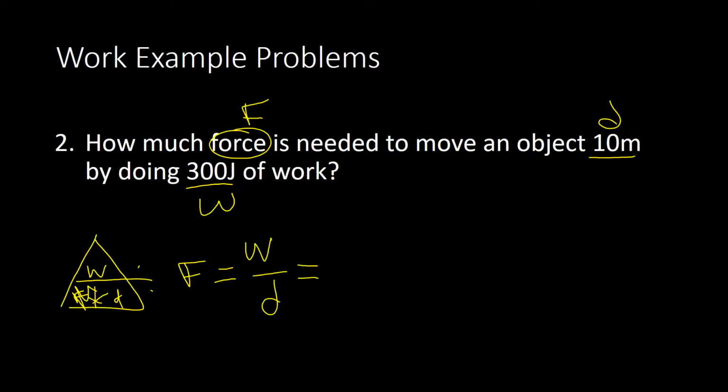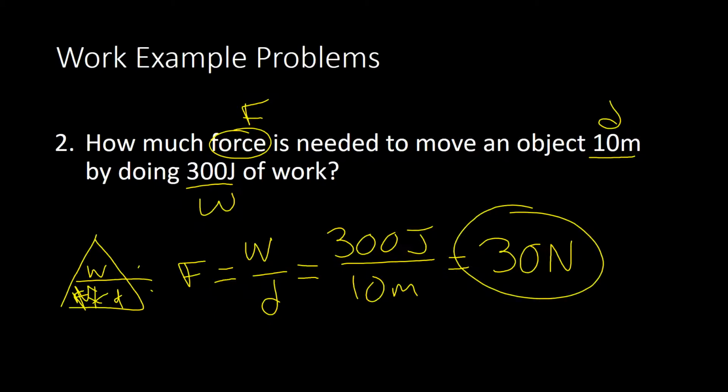Step 3, I'm going to plug my numbers in. 300 joules over 10 meters. And then step 4, I'm going to solve. 300 divided by 10 gives me 30 newtons. So 30 newtons of force are used to move an object 10 meters by doing 300 joules of work.